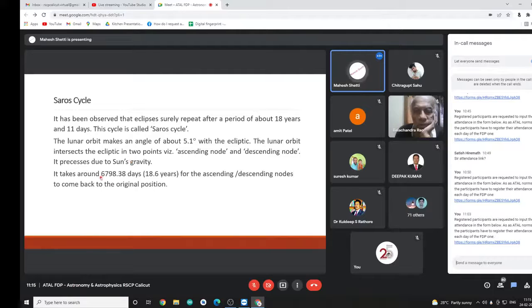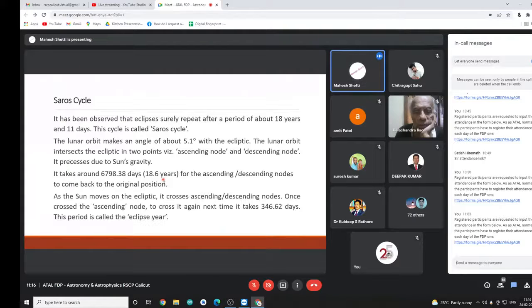It takes around 6798.38 days, or 18.6 years, for the ascending or descending nodes to come back to the original position. And when that happens, there is going to be a tendency that a similar kind of eclipse cycle will repeat. But it is not exactly 18.6 years. So let us see what all coincidences have happened. Saros cycle is the effect of certain coincidences.